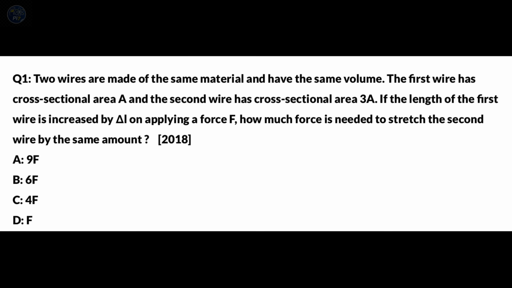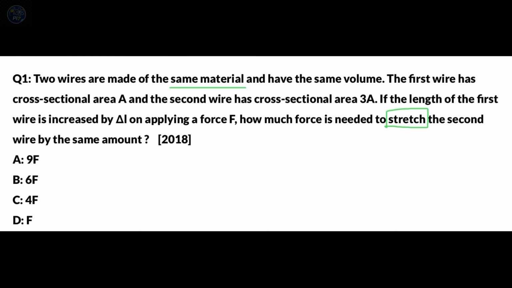So first of all, if two wires are made of the same material, then that means the modulus of elasticity of both the wires are same. The modulus of elasticity depends on the solid material. So if both wires are made of the same material, then the modulus of elasticity of both the wires will be same. So first of all, we need to see what kind of stress the material is under. If you read the question properly, it is written that we are stretching the material. So if we are stretching the material, then the material is under longitudinal stress.